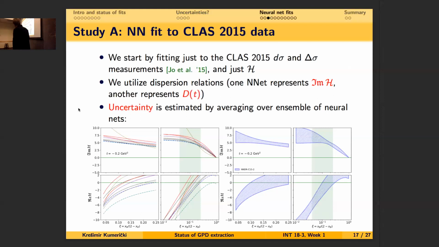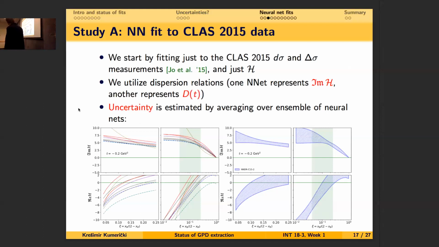Each of these lines is one result, one good fit to the data, right, given by the neural net. As you see, you can have reasonably different structure functions. This is imaginary H, this is real H, and they both fit data nicely. In these plots, you will always have two cones.